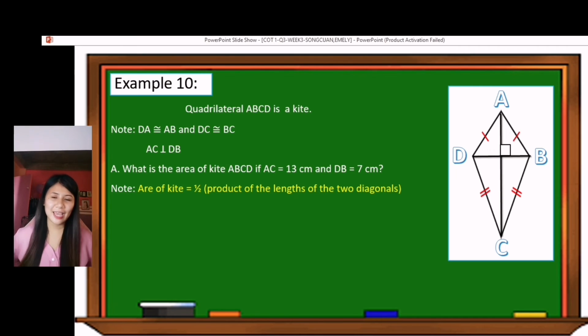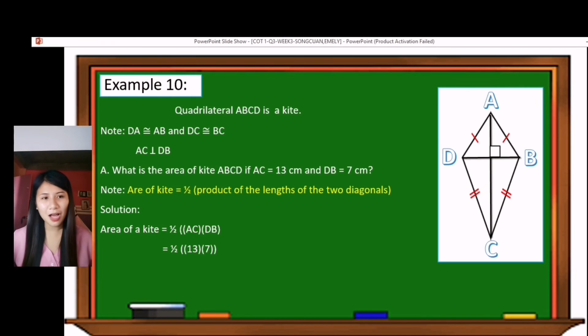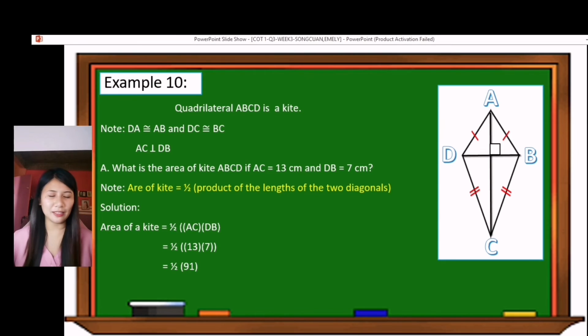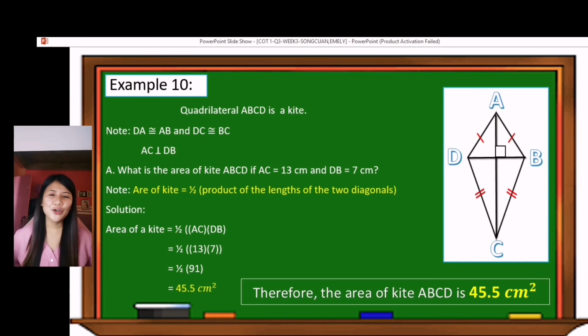Same process: area of a kite is equal to 1/2 of the product of the lengths of the two diagonals. So let us substitute the values of diagonal AC and diagonal DB, which are 13 and 7. Then get their product, 13 times 7. That is 91. So what is 1/2 of 91? Correct, 45.5 square centimeters. Therefore, the area of kite ABCD is 45.5 square centimeters. Very good, my dear students.